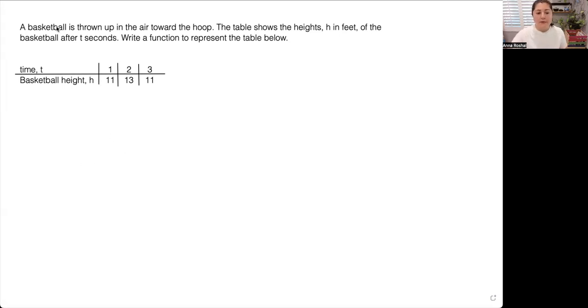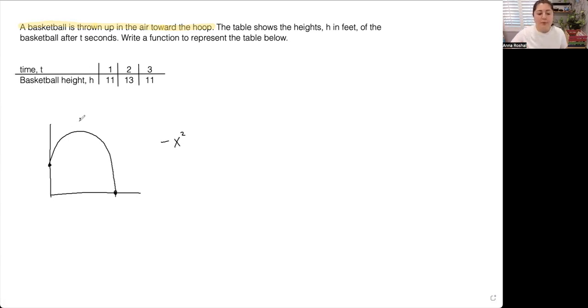In this particular problem, it says a basketball is thrown up in the air towards the hoop. This piece of information tells me that my graph will look kind of like this, where I'm standing here, here's the ball, and I'm throwing it up, and eventually it'll hit the ground. So right away, I know this is a negative x squared graph. It may be a negative 1, 2, 3 x squared graph, but I know it's definitely negative x squared.